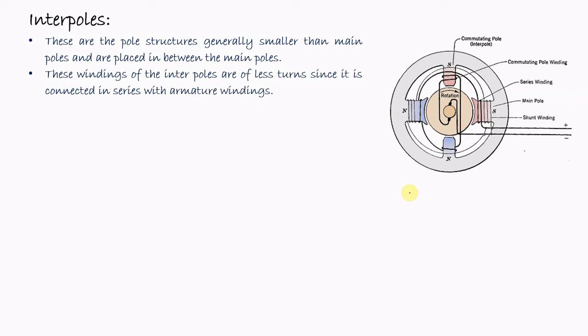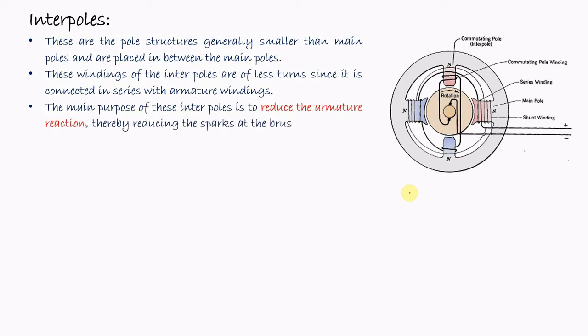The interpole windings are always supplied by the armature. That's why their number of turns would be very low and the resistance of the interpole field windings would be very low. The main purpose of the interpole is to reduce the armature reaction, thereby reducing the spark at the brush contact.